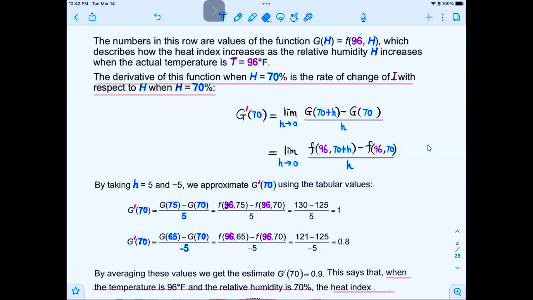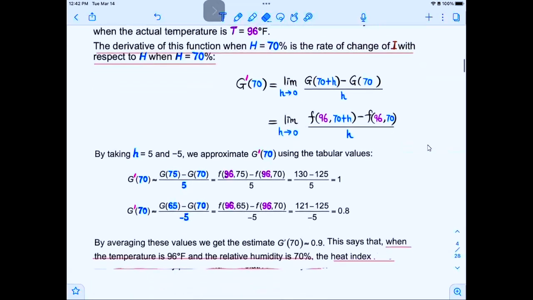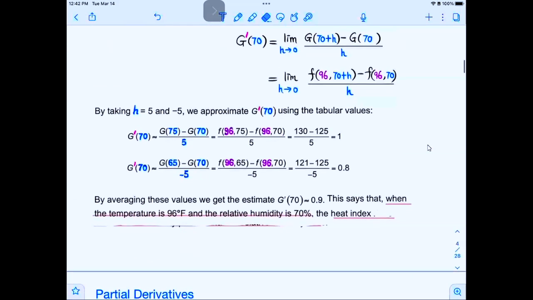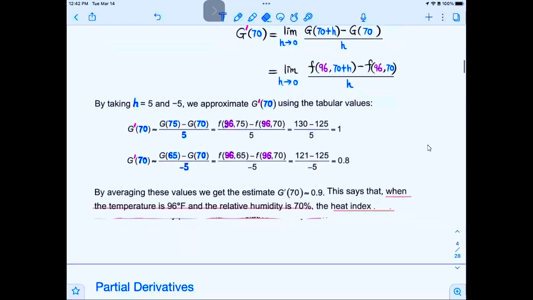And I also take another nearby data value, g of 65, and then g of 70, and the change in the h here is -5, and I got this number, 0.8. What's the average of this? This here? It is 0.9. And what does it mean? What does this 0.9 mean?